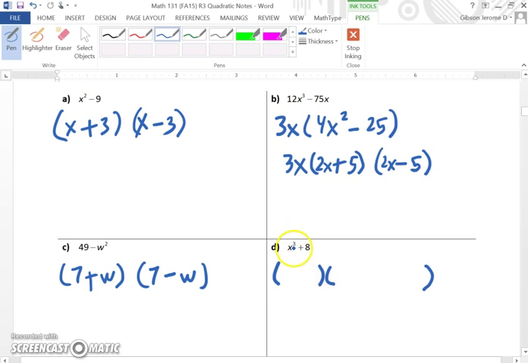In that first parenthesis, you would take the cube root of both of these terms. The cube root of x cubed is x, and the cube root of 8 is 2. And it's addition. Any questions on the first parenthesis?